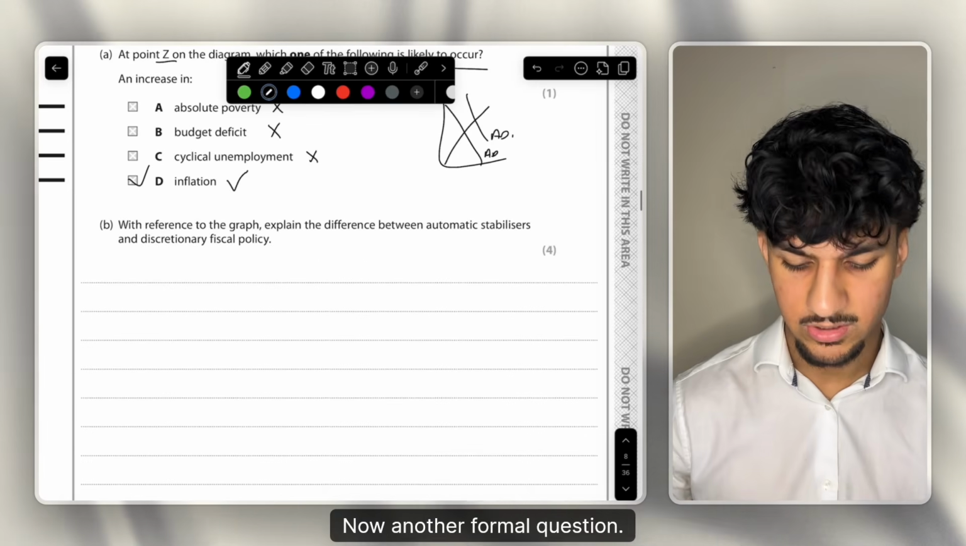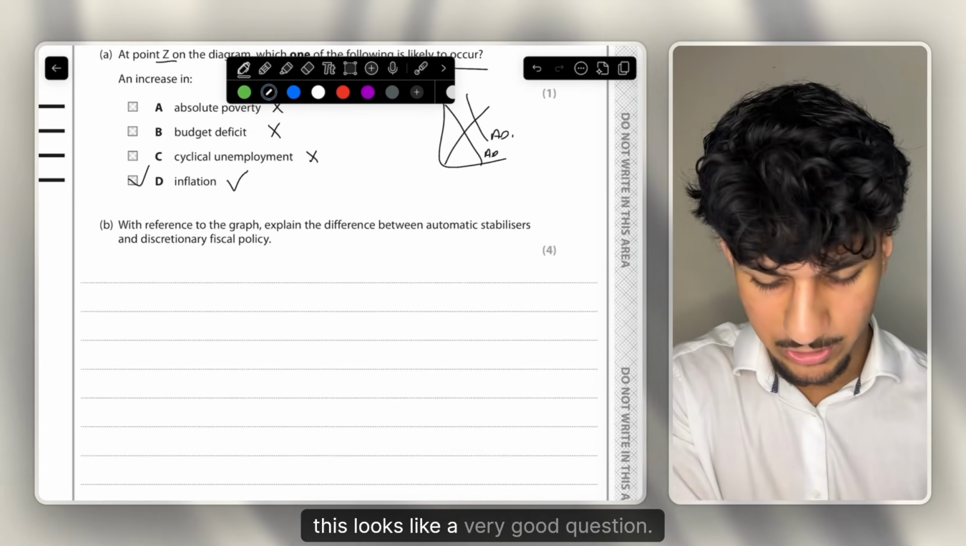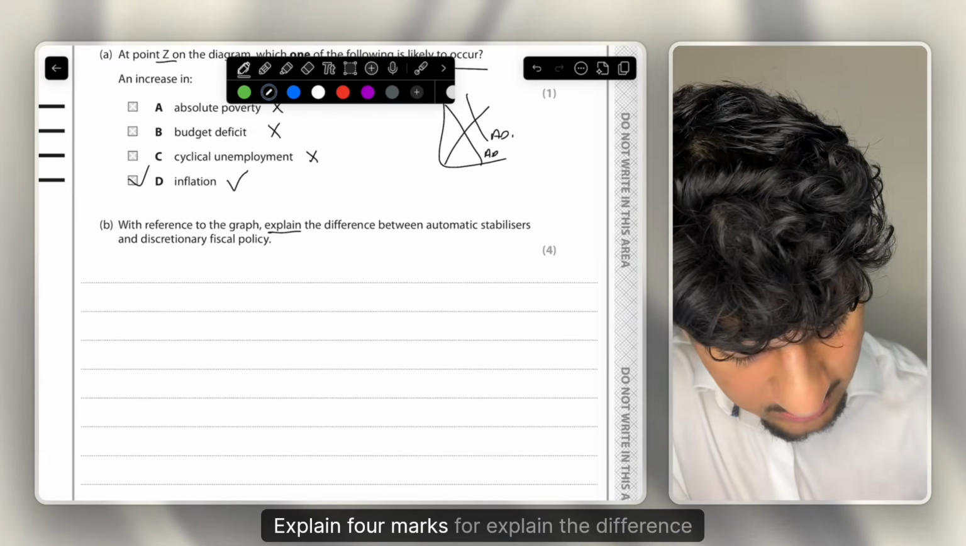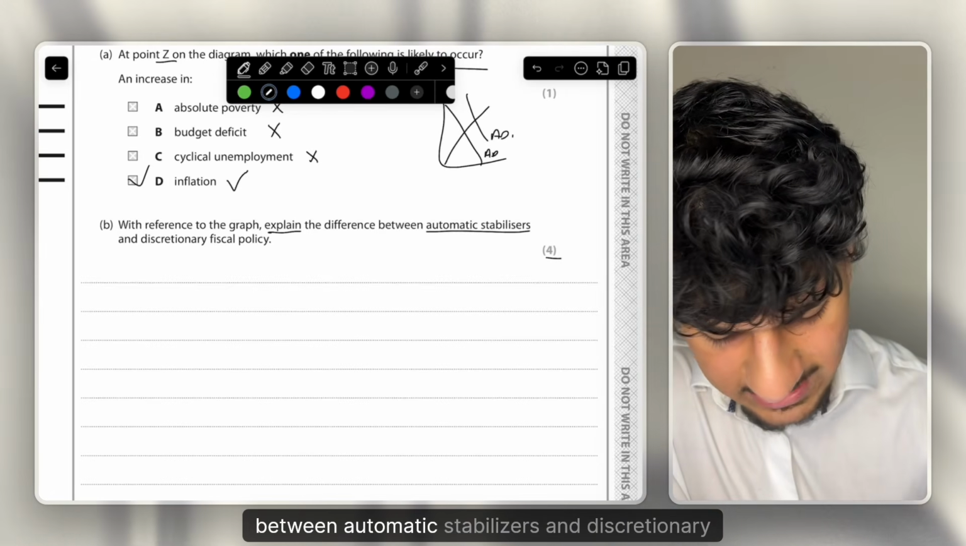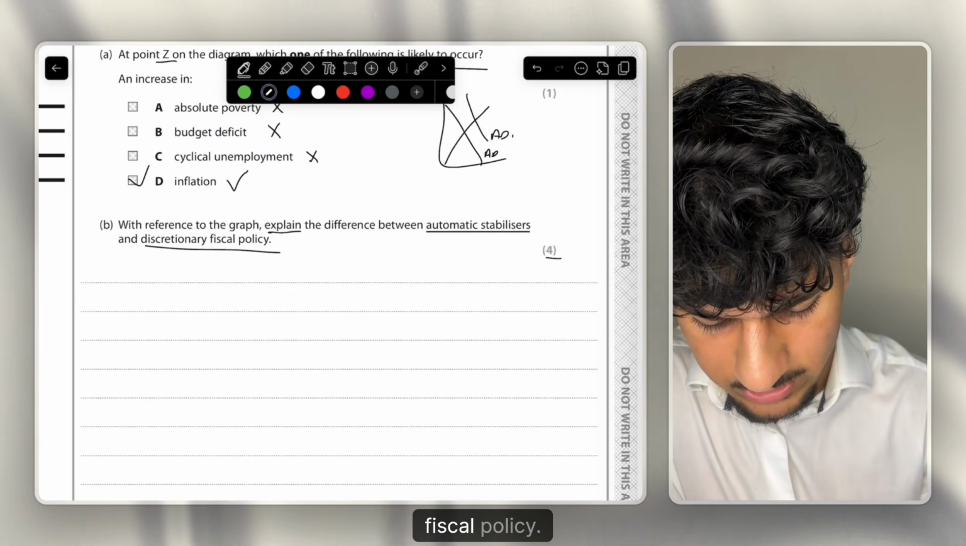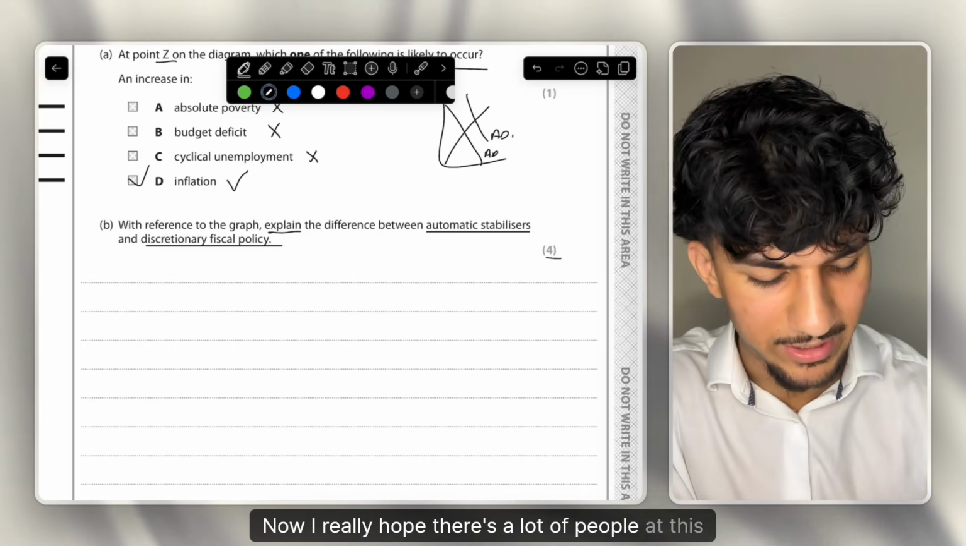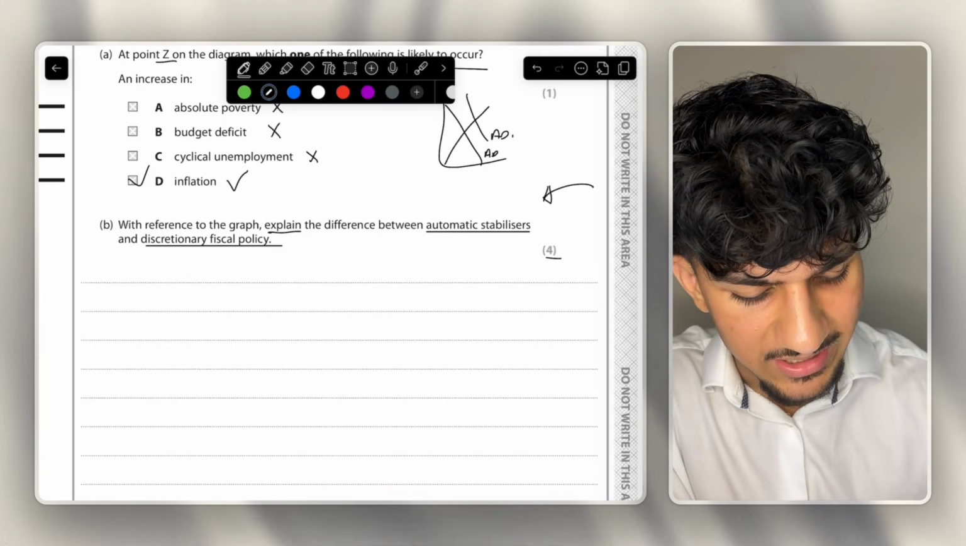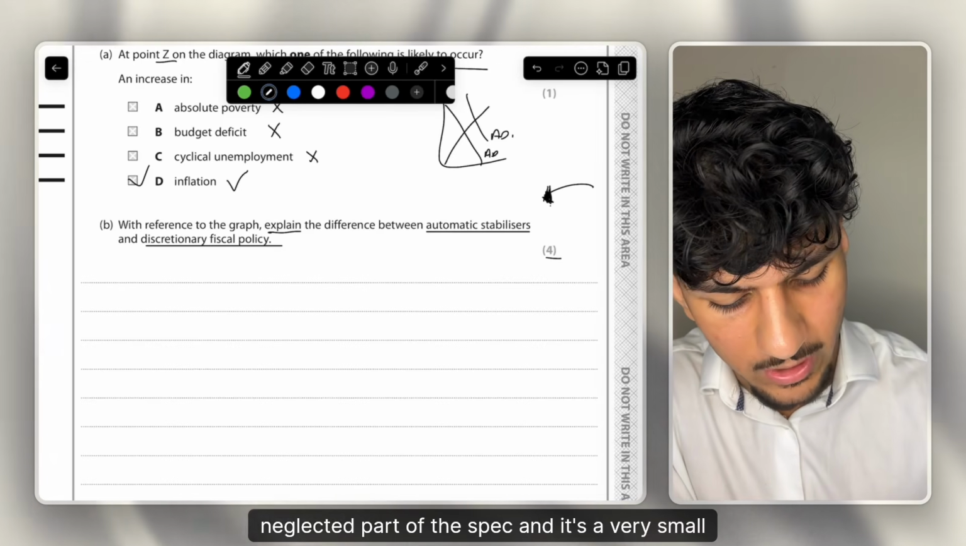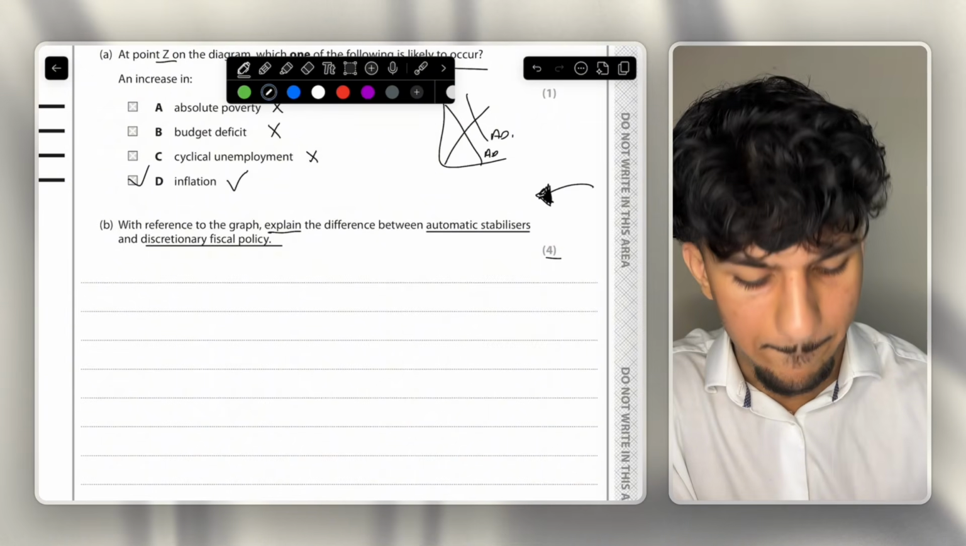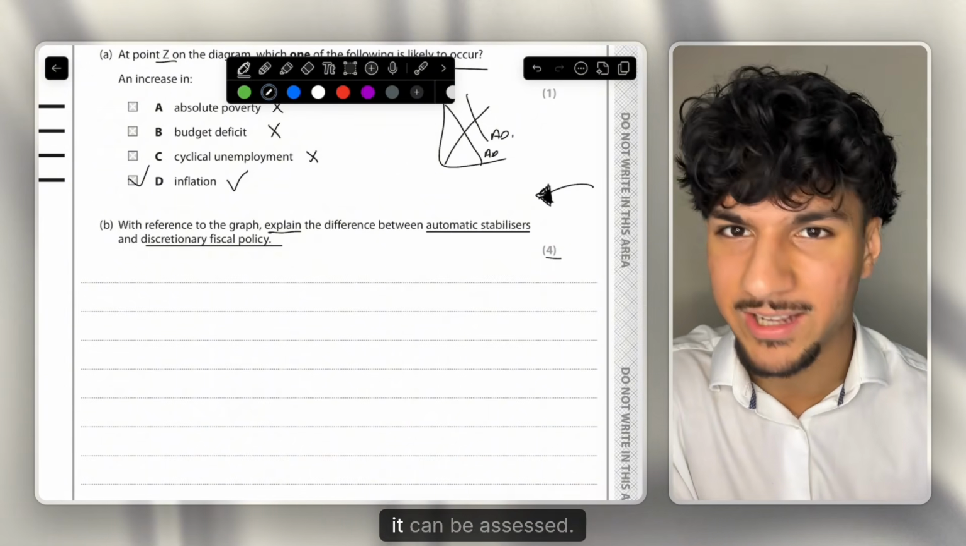Now another 4-mark question. With reference to the diagram, this is a very good question. Explain, 4 marks for explain, the difference between automatic stabilizers and discretionary fiscal policy. I really hope there are a lot of people at this stage of the video, because this is such a neglected part of the spec. It's a very small additional detail to fiscal policy, but like it shows here, it can be assessed.